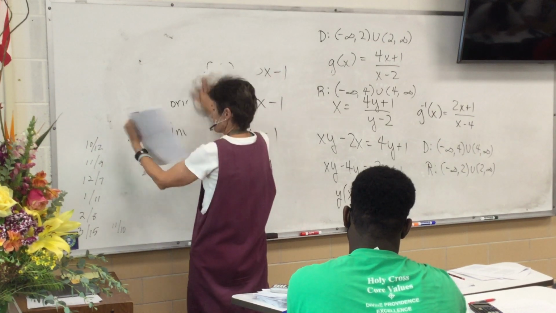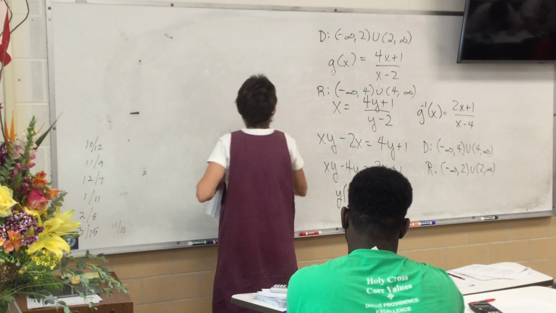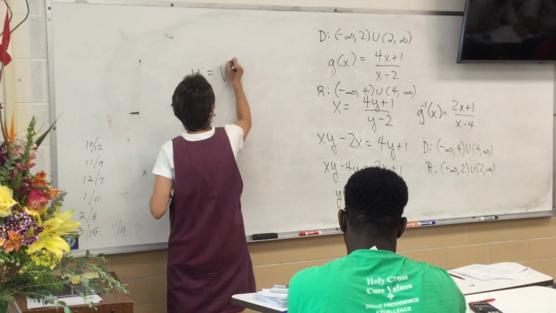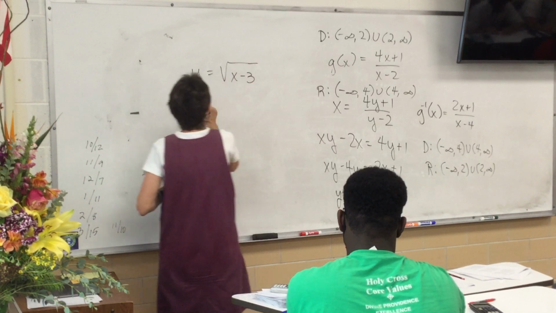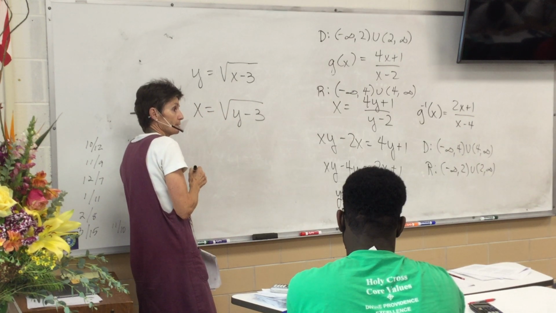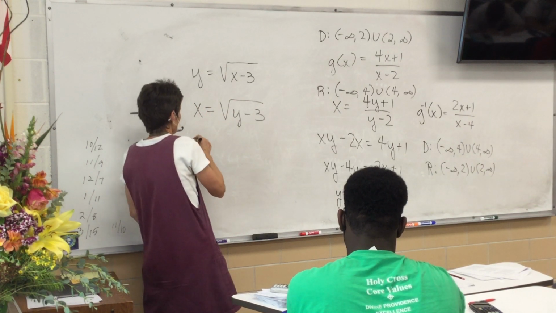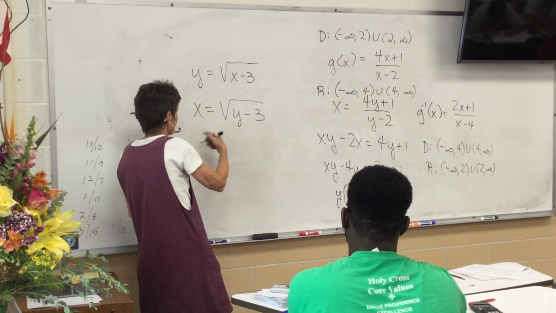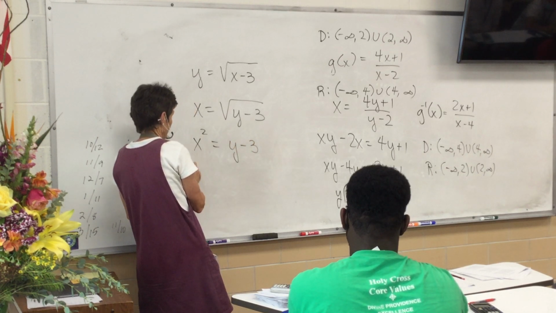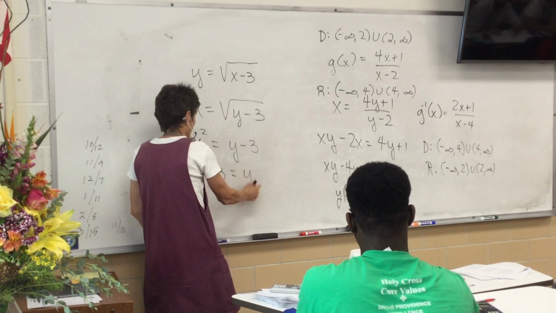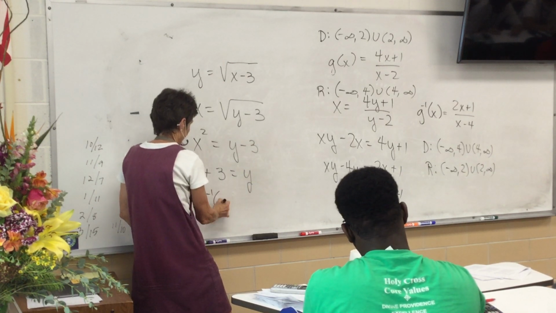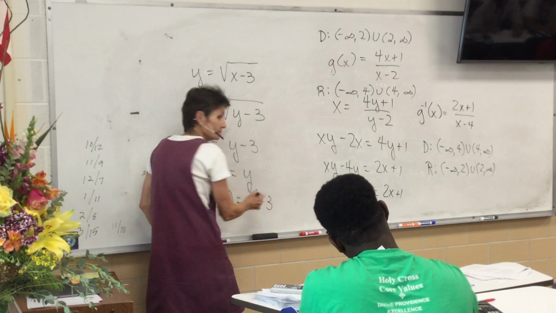You have the next one done. It's the square root of x minus 3. So, let's see, how am I going to get y alone here? I'm going to have to square both sides. Oh, I'm dumb. Why don't I do that? So the inverse is x squared plus 3.